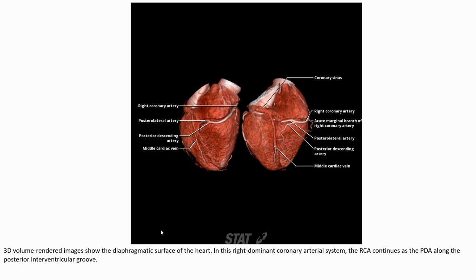On the right image, we see the coronary sinus, right coronary artery, acute marginal veins of the right coronary artery, the right coronary artery divided into posterolateral artery and posterior descending artery, and we also see the middle cardiac vein.